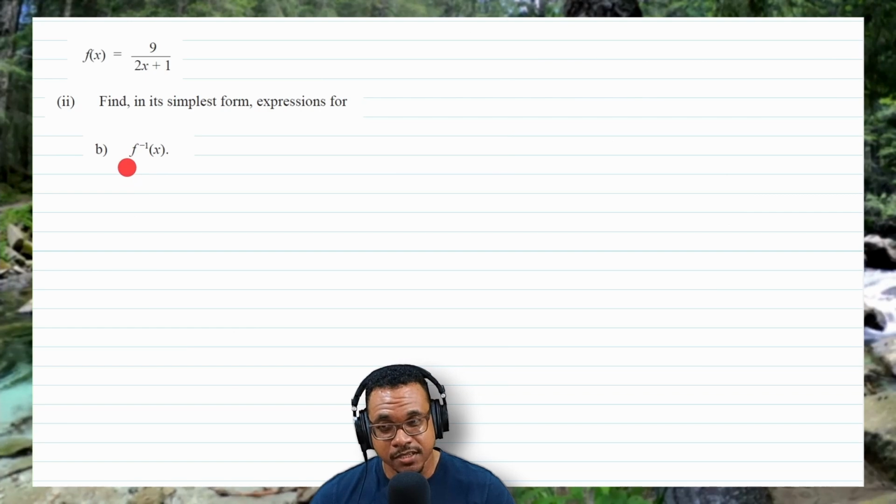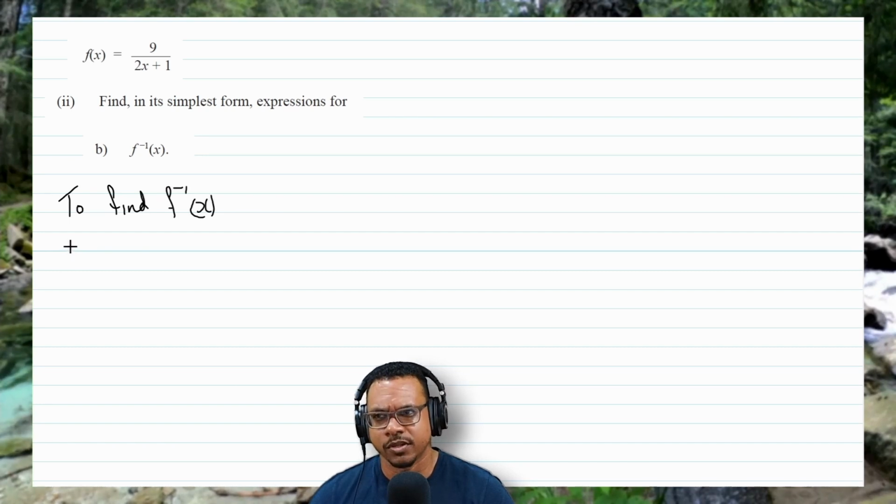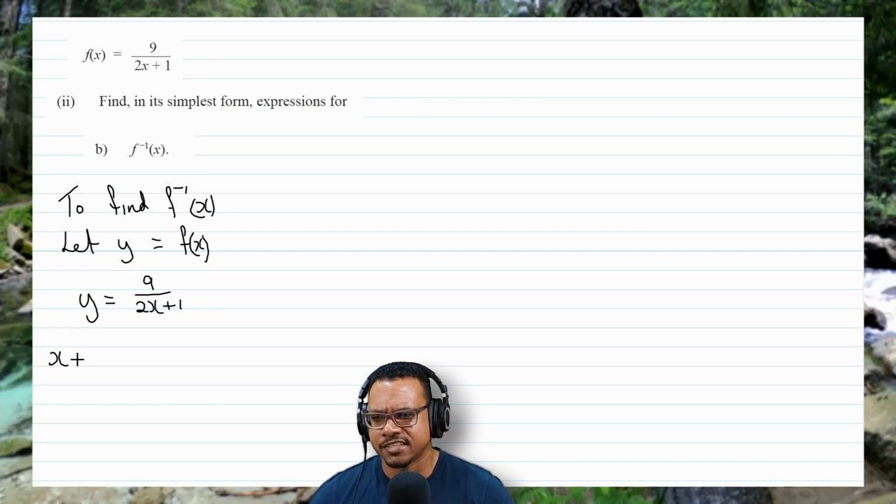Now moving on to part 2b, they want us to find in simplest form expressions for f inverse x. So let's put back what f of x is here. To find f inverse x, we are going to let y be equal to f of x, which will mean y is equal to 9 over 2x plus 1. Then we're going to interchange x and y. So wherever you have y, you're going to put x, and wherever you have x, you're going to put y. So you're going to have x is equal to 9 over 2 times y plus 1.